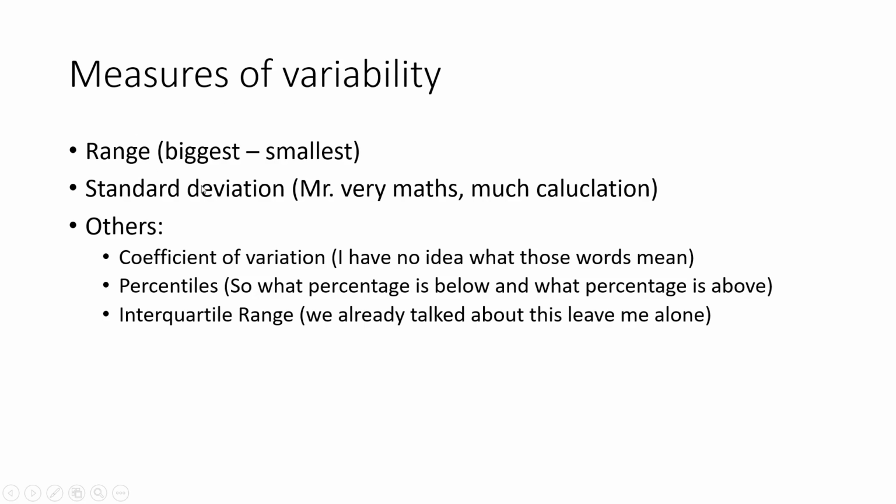And then there's standard deviation, which is a bit of a fancy calculation, but we will look at it in a bit. There's a bunch of others, which are these ones down here. There's coefficient of variation, I have no idea what that is anymore. Percentiles, which we did look a little bit at in the previous video, where we saw the 25th and the 75th percentile. We're going to look at this in more detail later on, so don't worry too much about it. And there's the interquartile range, which we already talked about before, so I'm not going to go over it again.